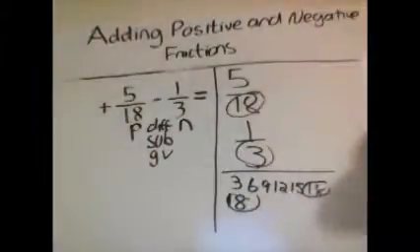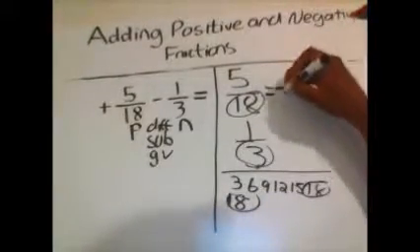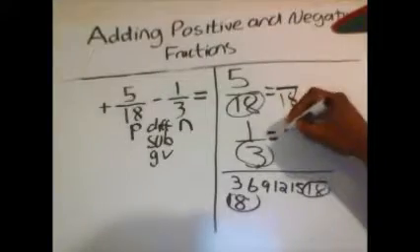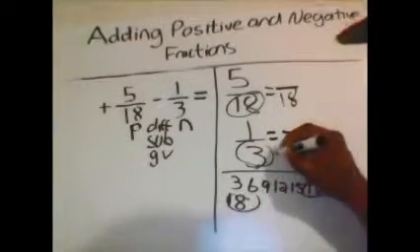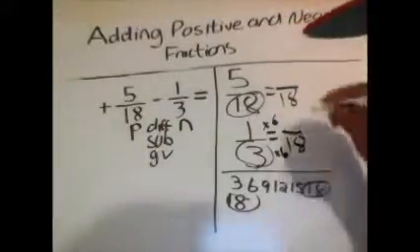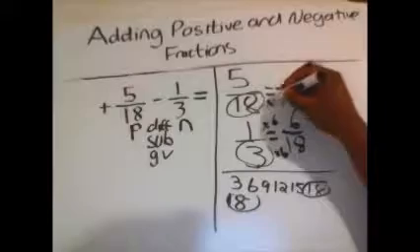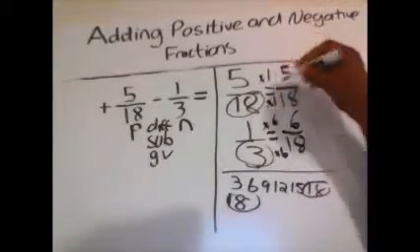This is probably better if I get there. We go. 18 there, 18 there. 3 times 6 gives you 18. So times 6 there, it's going to give you 6 times 1, which is 6. 5 times 1 is 5.